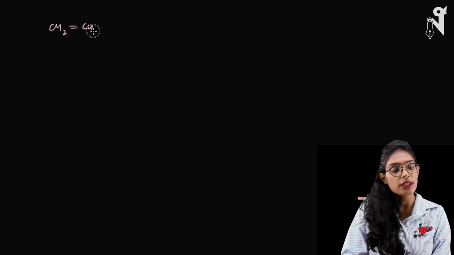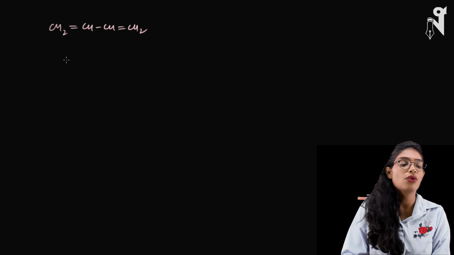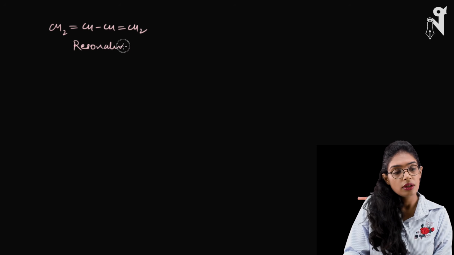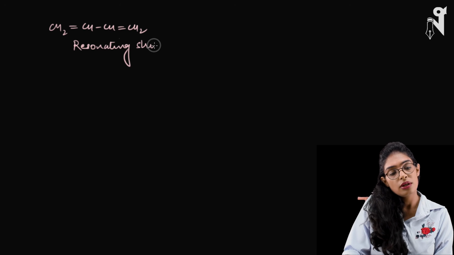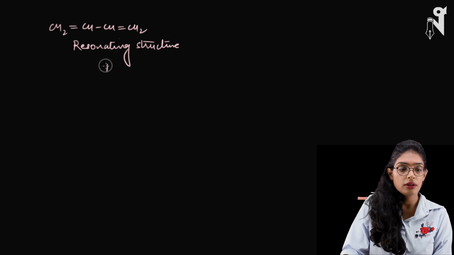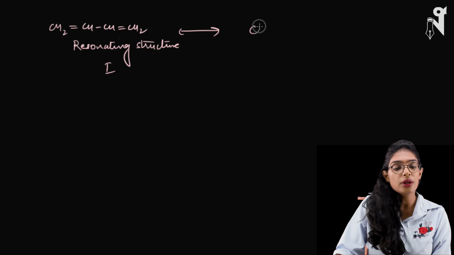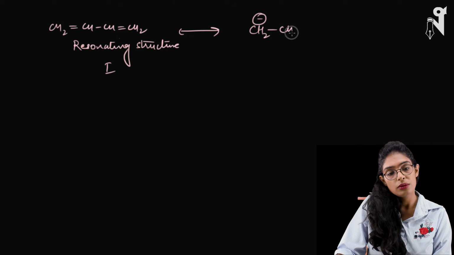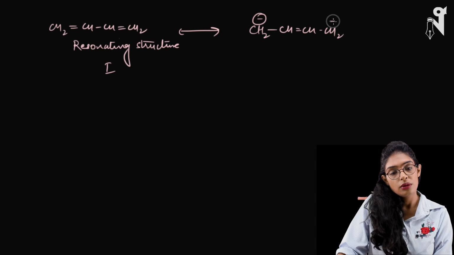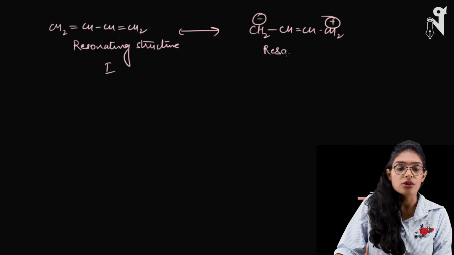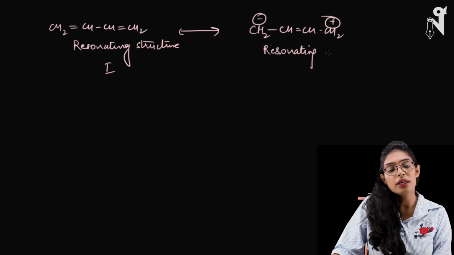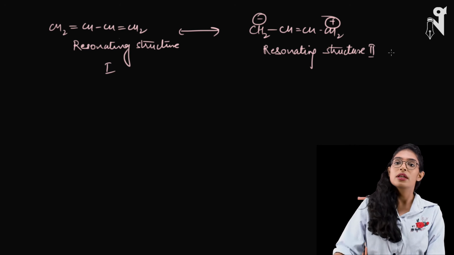The actual structure for this is, let me write both the forms again so that you can relate it better. CH2 double bond CH single bond CH double bond CH2. This is form 1. We also call it resonating structure 1. Because it is converting into a different form now, this is called resonating structure 2. This double arrow means they are interconvertible into each other. Second can convert into first, and first can convert into second.